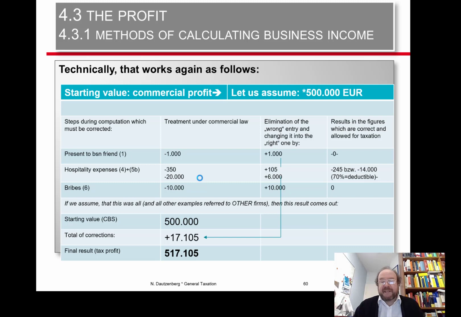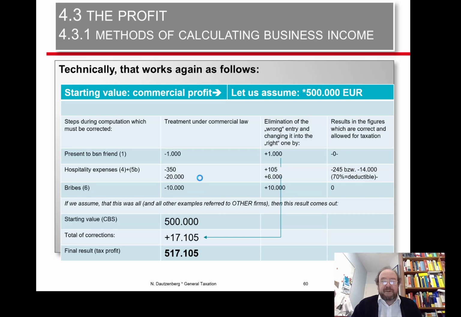Hospitality expenses were there with 350 and 20,000. 30% have to be removed, so you just add 105, that's 30% of 350, and you add 6,000 to the final result. That is the same as crossing out 105 and crossing out 6,000 from the list of expenses. 10,000 bribe expense can be eliminated by adding 10,000 again.